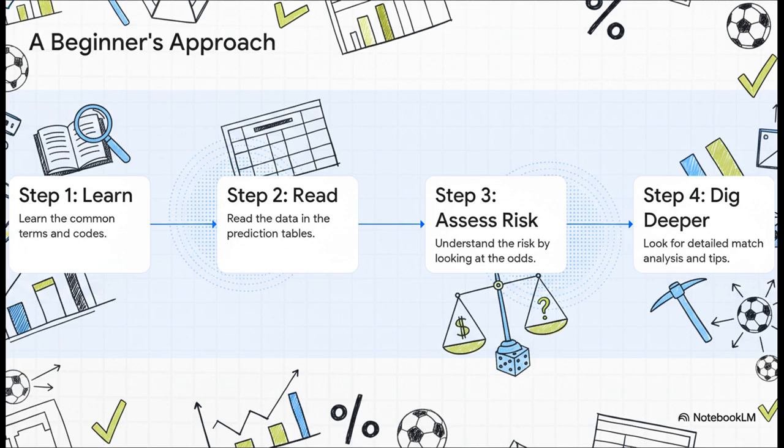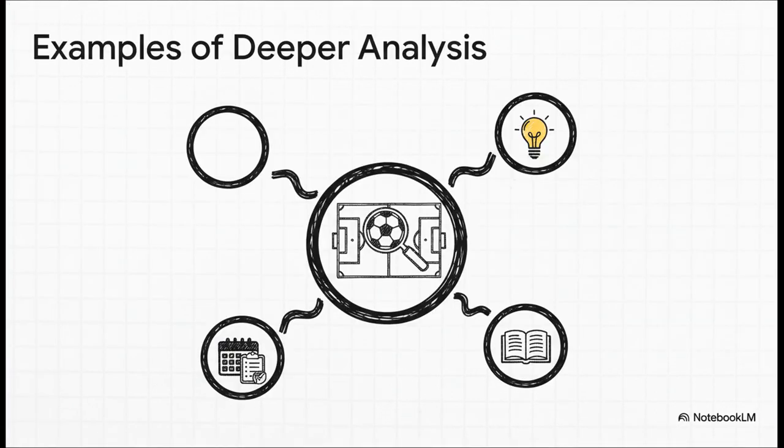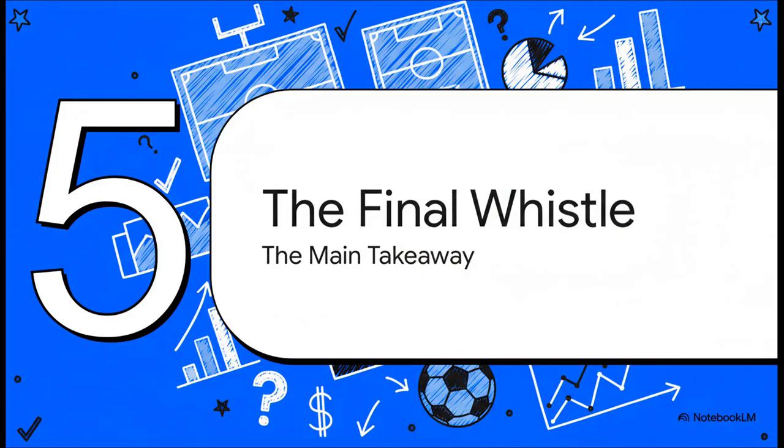deeper analysis. And that deeper analysis comes in all sorts of flavors. The source we're looking at has blog posts with detailed breakdowns of specific matches, tips for some of those trickier predictions like guessing the exact score, and even guides just for beginners. It's all there to give you the real context behind the numbers on that big table. So we've decoded the tables, we've learned the lingo, and we've peeked behind the curtain at the analysis. Let's bring it all home and talk about the main takeaway from all of this.